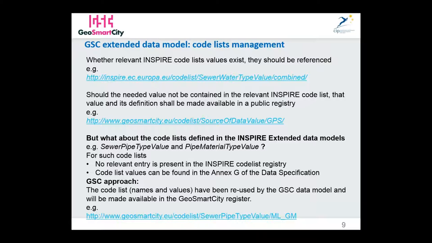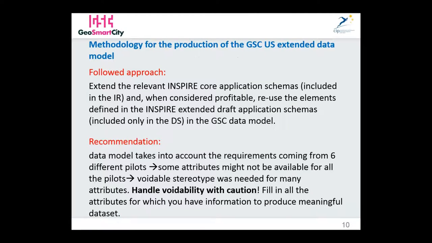So our approach is the following: the code lists, both names and values, have been reused by the GeoSmartCity data model and will be made available in the GeoSmartCity register, for example, at the address GeoSmartCity EU code list is your pipe type value, and this is a value that is related to a main line.